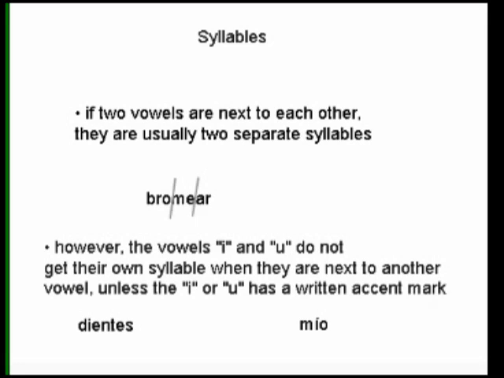So for instance, in the word dientes, we have I and E right next to each other, but I is a weak vowel, so it does not get its own syllable. Dientes would be divided here between the N and the T, dientes. But mío has an accent mark on the I, therefore we divide between the I and the O, and we have mi and o as our 2 syllables.